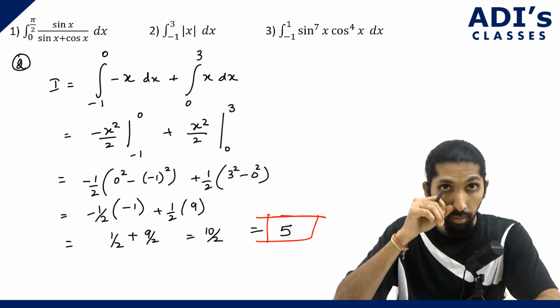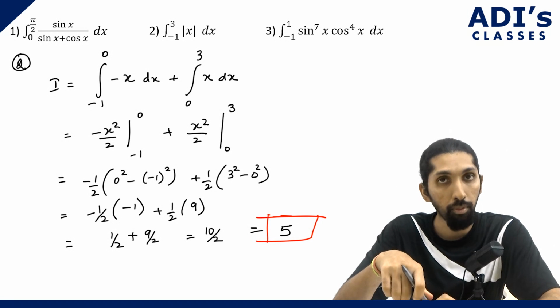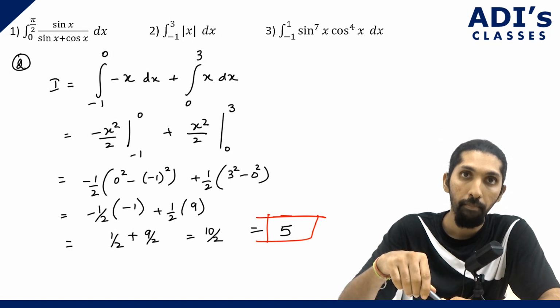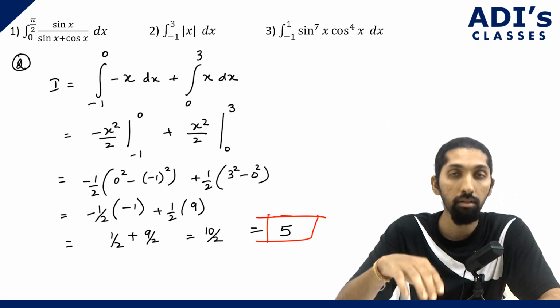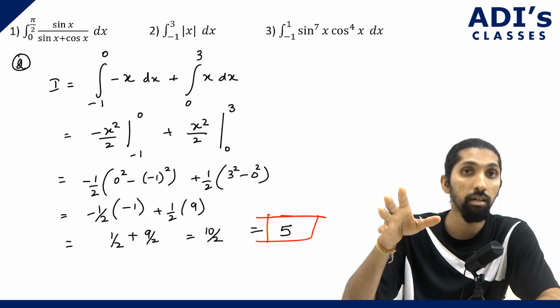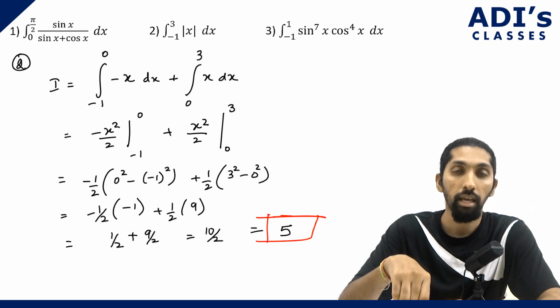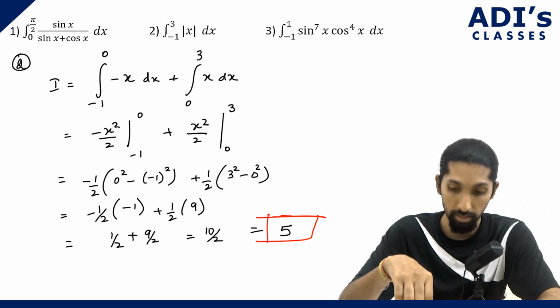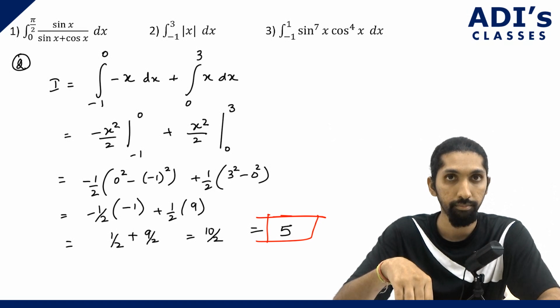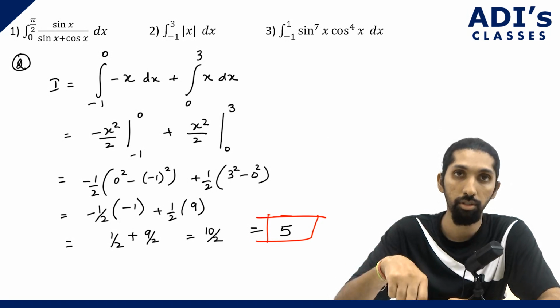Now, even though we are taking a negative value, why are we getting a positive answer? The reason behind this, you are going to understand in the next chapter, that is area or application of integral. That's area under the curve. Area cannot be negative. That's why we are getting a positive answer. Clear? Now, let's do the third question.